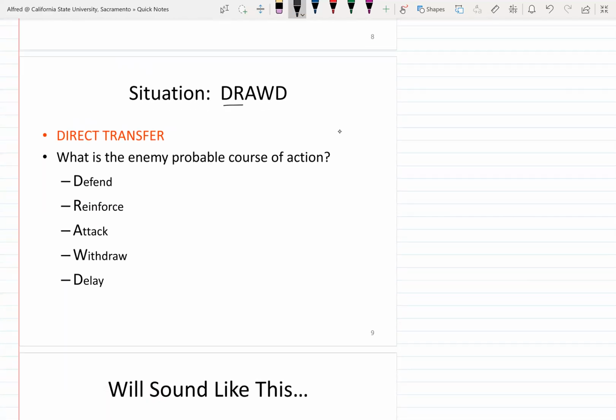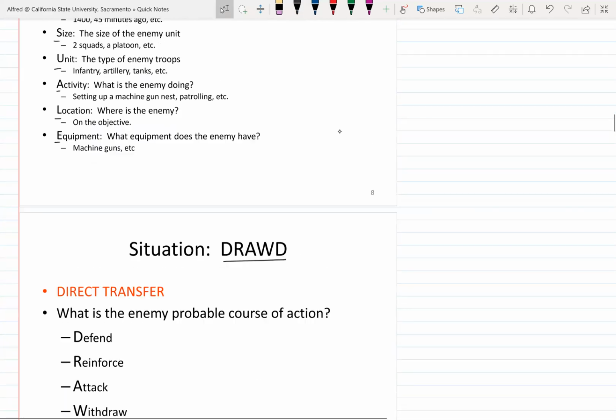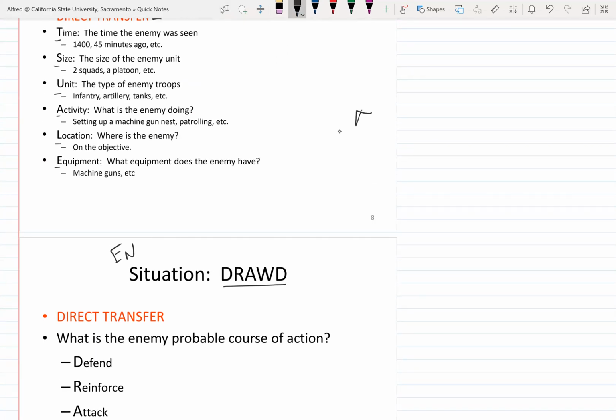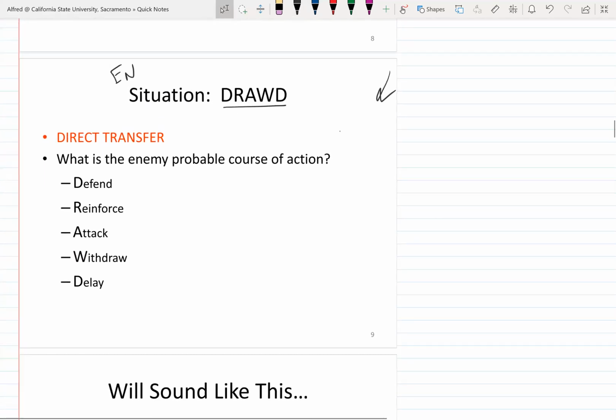And then DRAW-D is also a part of the enemy situation. So these two pieces are both part of enemy. DRAW-D is what they're probably going to do when you hit them. They're either going to defend, reinforce, attack, withdraw, or delay. And that's probabilistic. It's not a for sure thing. It's kind of like a best guess.